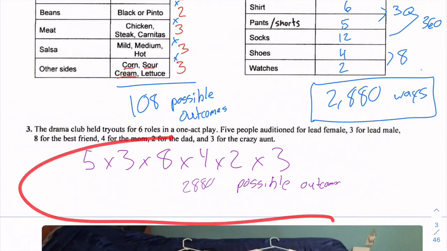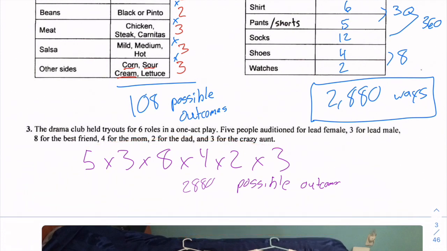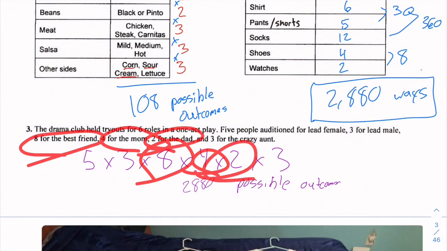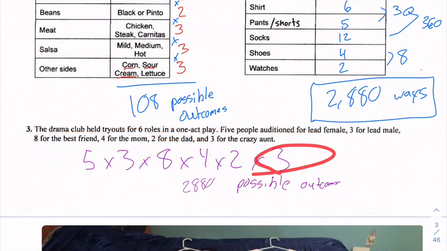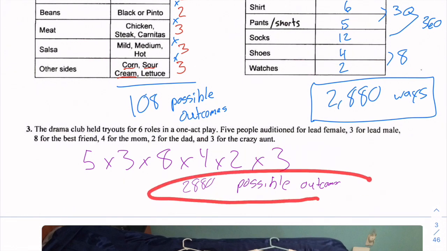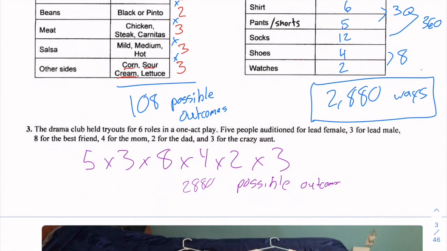Okay, easy stuff here. Drama club tryouts. There's 6 roles and 1 act. 5 people audition for the female lead. Boom, 5 different females. 3 for the male lead. 8 for the best friends. 4 for the mom. 2 for the dad. 3 for the crazy aunt. Everyone has one. Don't play with me, everybody has a crazy aunt. Multiply that together. Oh wow, is it really 2,088? 2,880. Wow. Cool stuff.